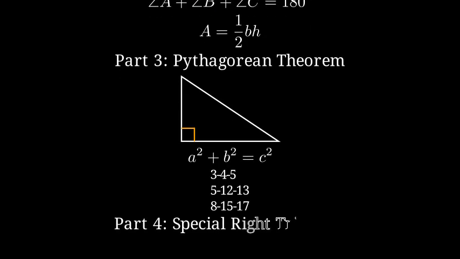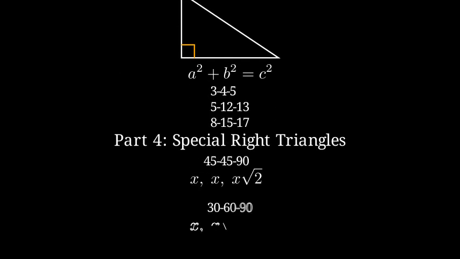Part 4. Special right triangles. The 45, 45, 90 triangle has sides x, x, and x root 2. The 30, 60, 90 triangle has sides x, x root 3, and 2x. These show up a lot on the SAT.